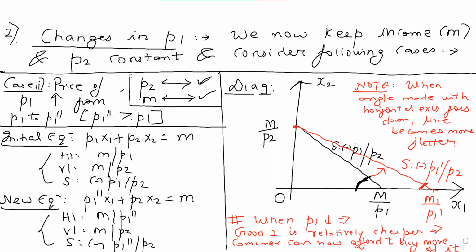If you compare them, you can see that the horizontal intercept has gone down because for the same numerator, my denominator has gone up. When denominator goes up, the whole fraction goes down. There is no change in the vertical intercept if you compare the initial with new. Slope has gone up because for the same denominator, my numerator has gone up now. And whenever the slope goes up, the line becomes steeper.